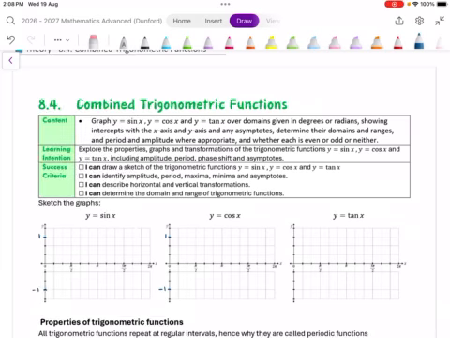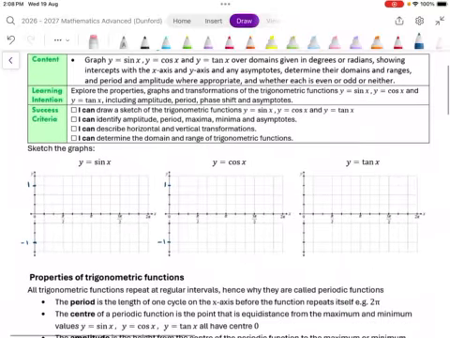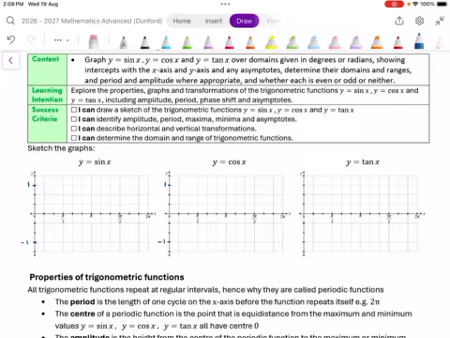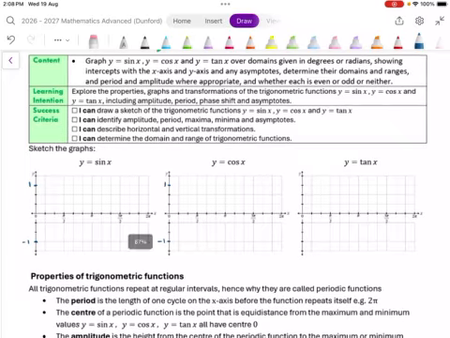Combined trigonometric functions today. So we are going to be looking at how we graph our functions and how we use our amplitude, period, maximum, minima, and asymptote. So finding our range, and we're also looking at how our transformations from last topic come into play with sketching trig functions. So you guys have all had the opportunity to have a go at practicing sketching y equals sine x, y equals cos x, y equals tan x.